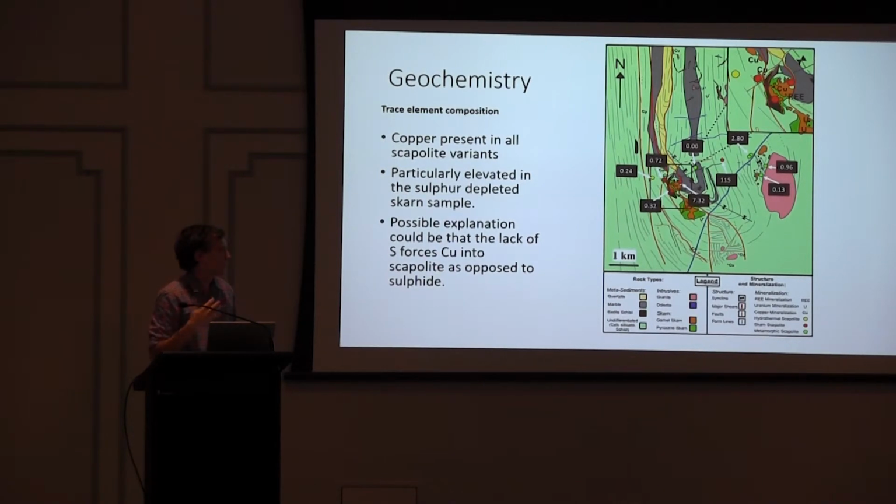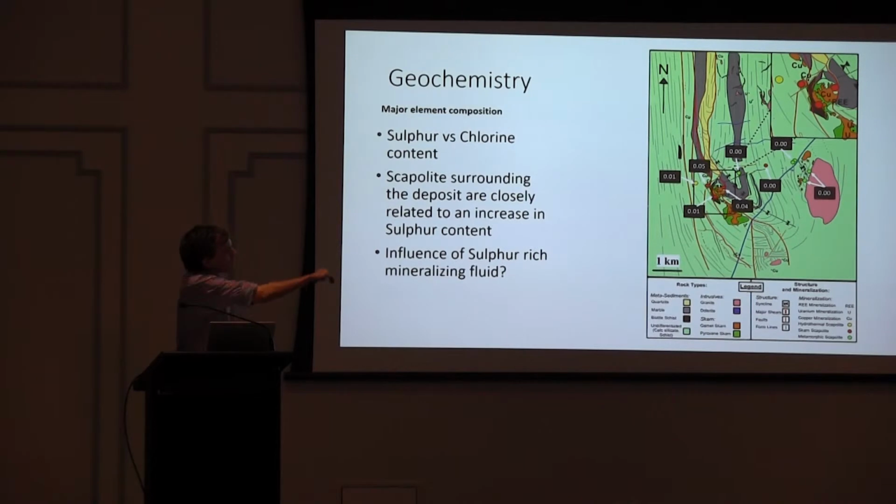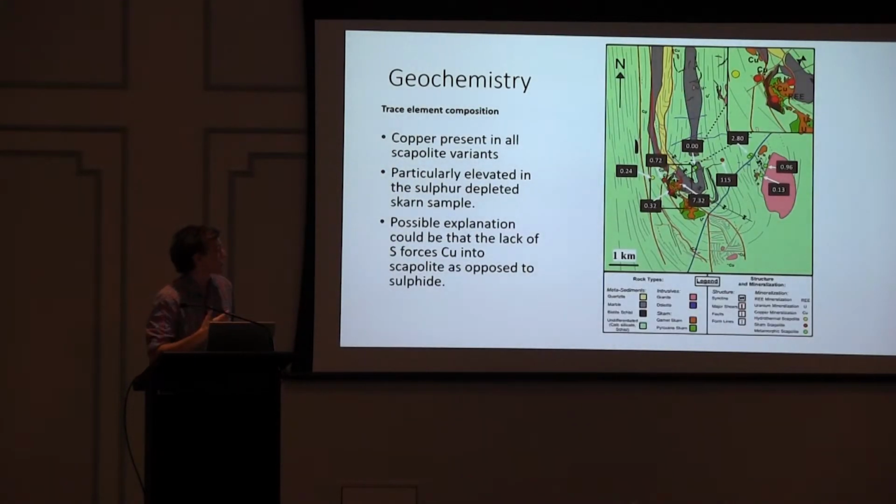we thought, well, why are we not seeing it around the deposit? And the possible explanation for this is that if we look back to the sulfur, at that point which is enriched in copper, there was absolutely no sulfur. Obviously around the deposit there was high sulfur. So is it possible that in the presence of sulfur, a lot of the copper is being incorporated into sulfides, but in the absence of sulfur, where we have the enrichment in copper, basically the copper is being forced into scapolite.